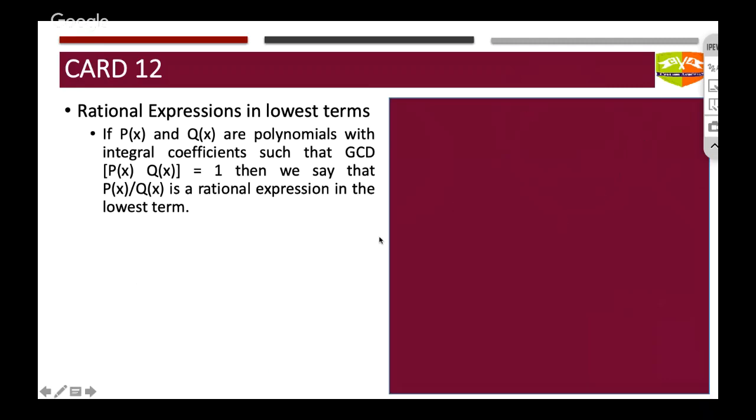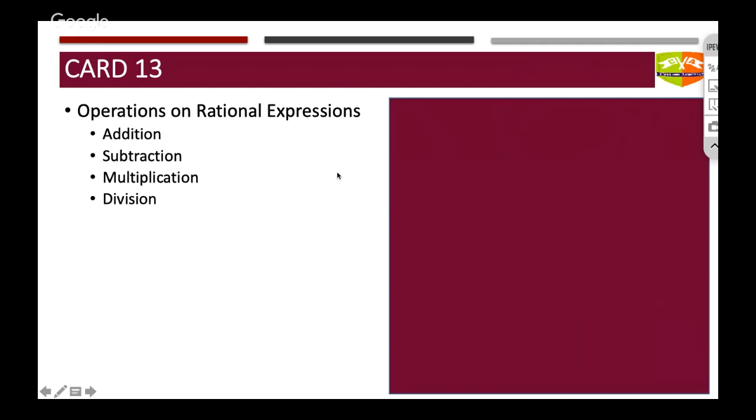Okay, so now let me go to another topic. I'll solve a few questions based on addition and subtraction. Let me solve a few questions on addition and subtraction. Let us look at the laws that apply in the case of addition and subtraction.